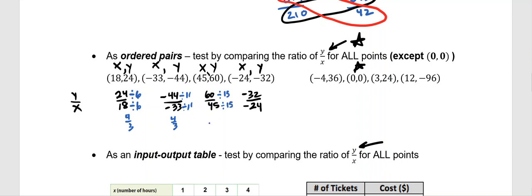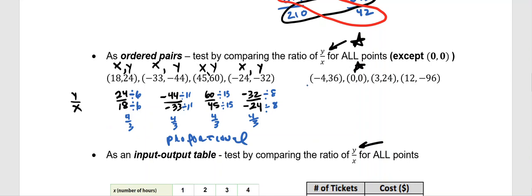I know our greatest common factor is 15. And one more time, so far so good, we get a reduced ratio of 4 to 3. And in our last ordered pair, if we look closely enough, we see the greatest common factor is 8. And one last time, I get 4 to 3. So if we follow the rule, we test by comparing a ratio of y over x, which we did. And if we get the same value every time, which we did, then I know this is proportional.